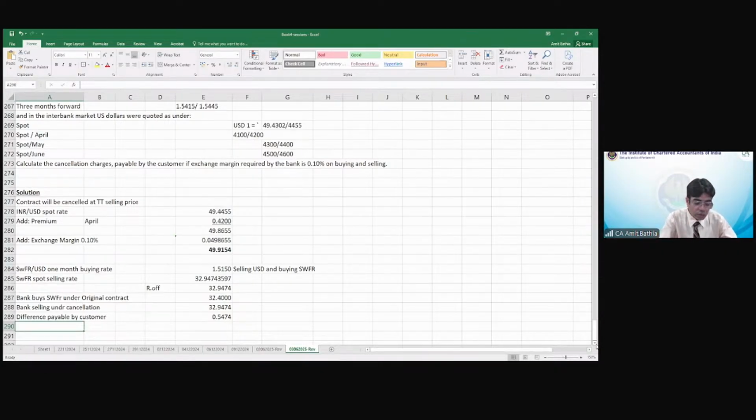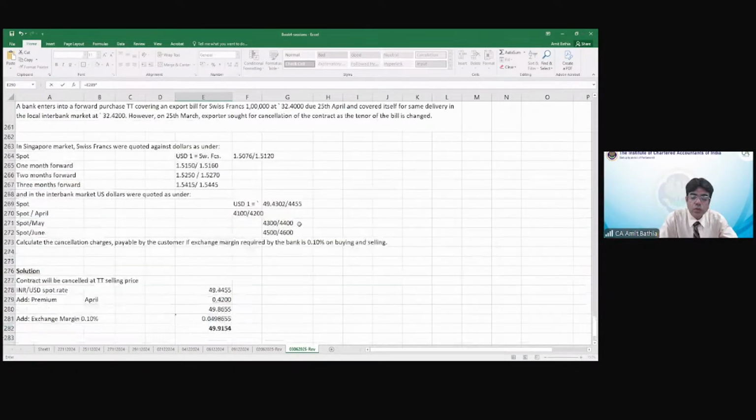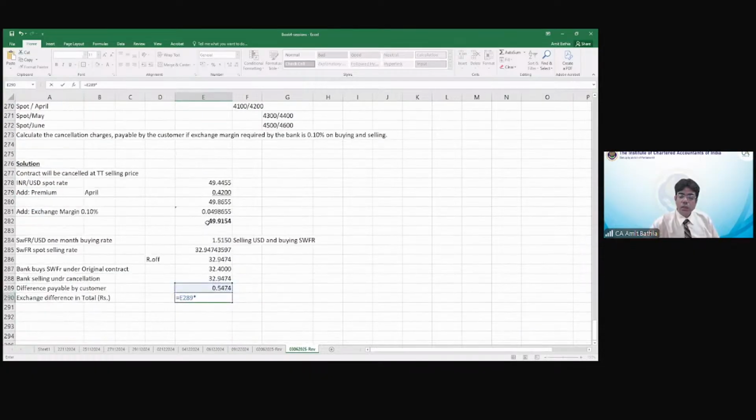So what will be the total amount? The exchange difference in total rupees. How much will that turn out to? It is equal to 0.5474 into, what was the size of the contract? 100,000. So 54,740 is the total loss which will have to be borne by the customer.